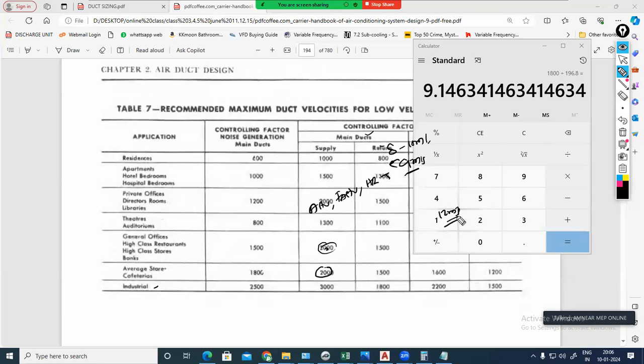Car park exhaust and the like, because sound is not a criterion there. There you can go for 12 meter per second starting branch velocity, that is fine. But if sound is a concern, definitely you have to control the velocity accordingly.